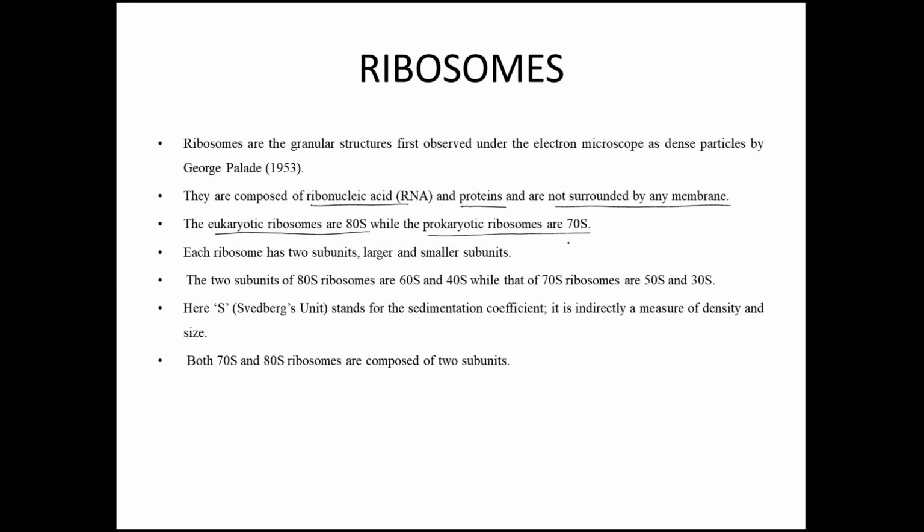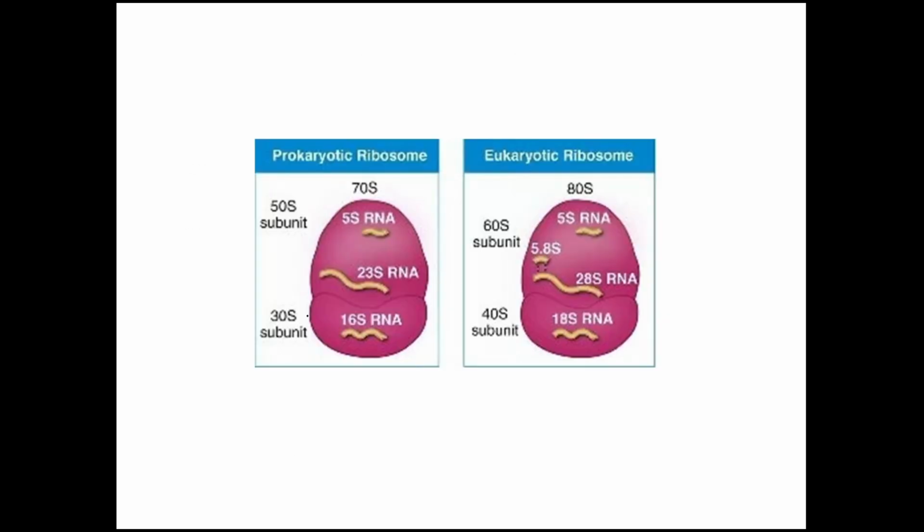Now the two subunits of 80S ribosomes are 60S plus 40S, whereas the 70S ribosome has a 50S larger subunit and a 30S smaller subunit. So this S is the Svedberg unit and it stands for the sedimentation coefficient, which is a measure of the density and the size of the unit.